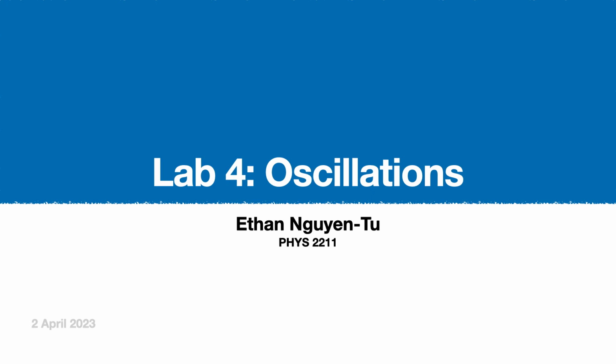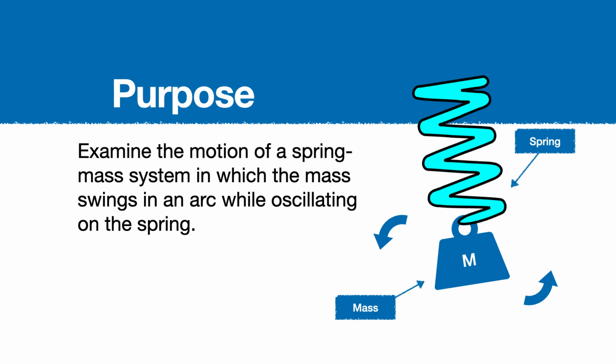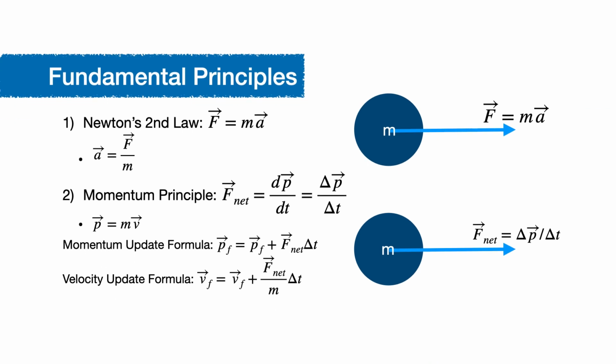Hey everyone, I'm Nguyen-Tu, and this is Lab 4 of Physics 2211. The purpose of this lab is to examine the motion of a spring mass system in which the mass swings in an arc while oscillating on the spring. In this lab, I will be using Newton's second law and the momentum principle.